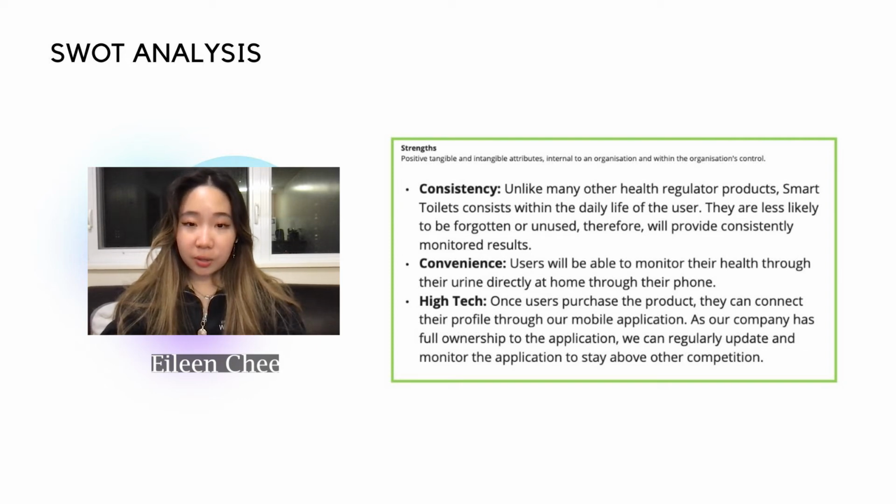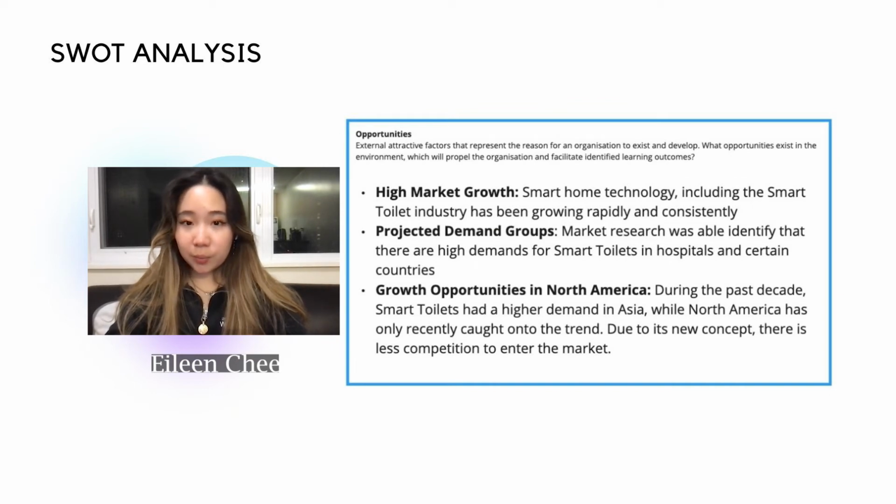Lastly, our third strength is the technology behind our product. Once users purchase the product, they can connect their profile through our mobile application. As our company has full ownership of the application, we are able to regularly update and monitor the application to stay above other competition. For example, based on demand, we could add or edit certain features, update designs, and monitor user daily usage. Based on these strengths, we were able to identify several opportunities as well.